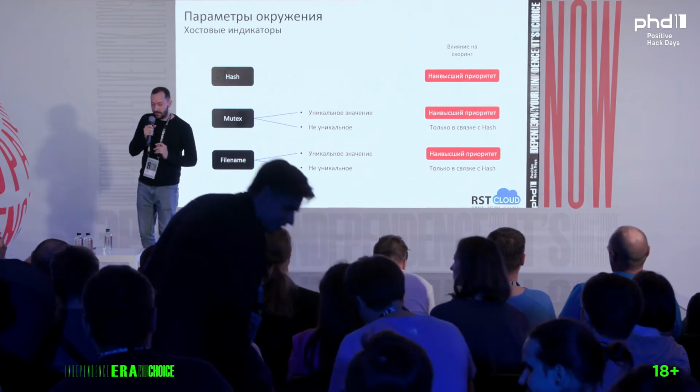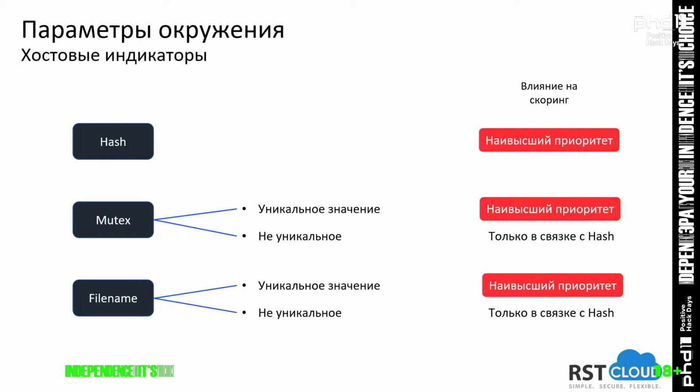Next. Host indicators. It's much easier here, really, for a very simple reason. Host indicators, such as hashes, provide proper detection. So, if you see it, it is a nearly giveaway sign that it's malicious software.